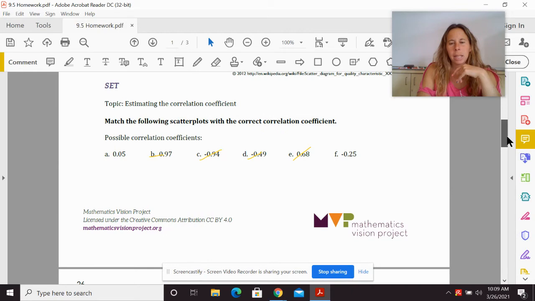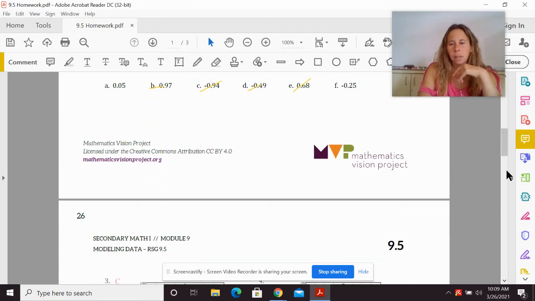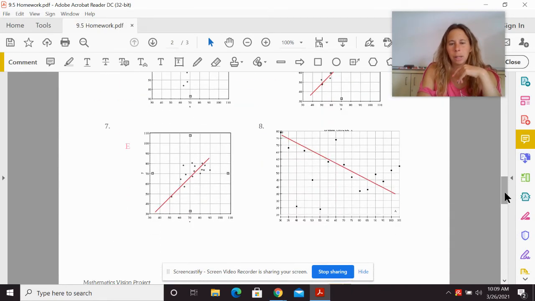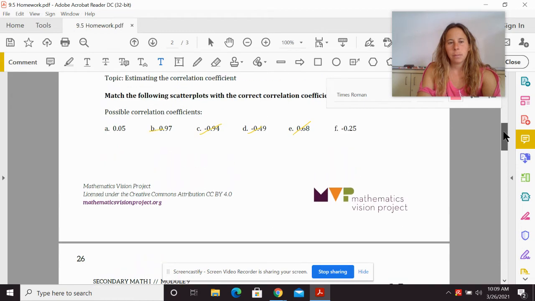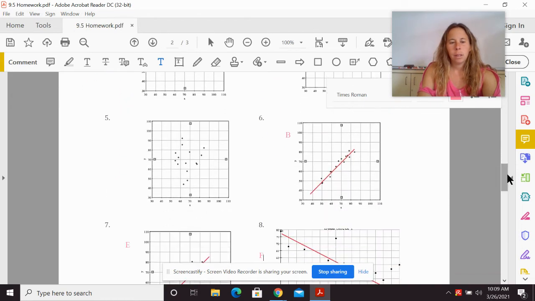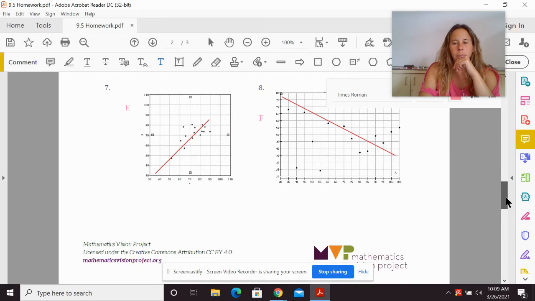Okay, so 8 is actually an F. I don't really like this one, but that's all right. So 8 is F, which means the number 5 is A. Very, very little, so almost no correlation because it's almost at 0. So almost no relationship there. All right.